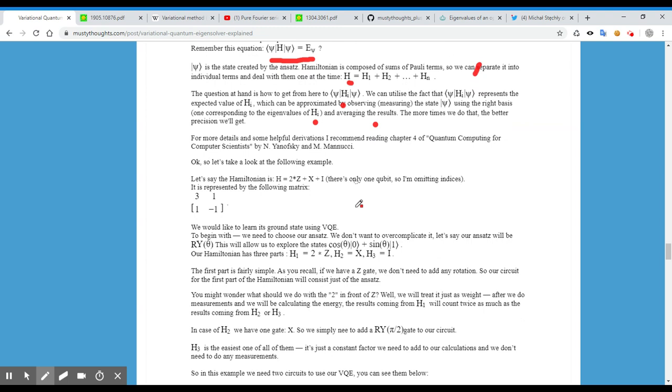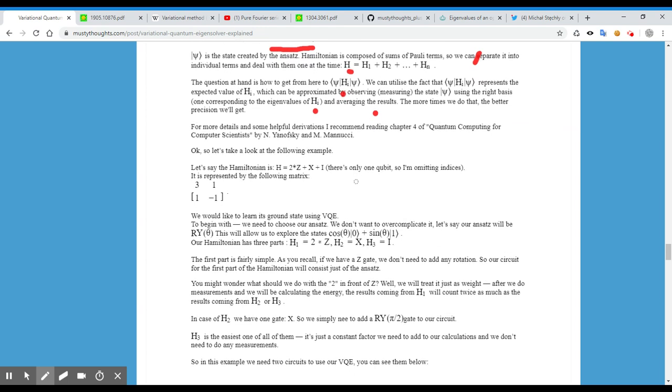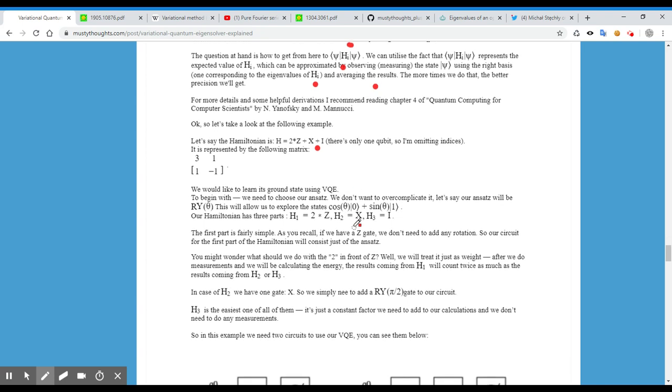For some details on helpful derivations, I recommend reading Chapter 4 of Quantum Computing for Computer Scientists. Okay, let's take a look at the following example. Let's say the Hamiltonian is this. There is only one qubit, so we're omitting indices. It is represented by the following matrix. We would like to learn its ground state using VQE. To begin with, we need to choose our ansatz. We don't want to overcomplicate it, so let's say our ansatz will be simply Ry.